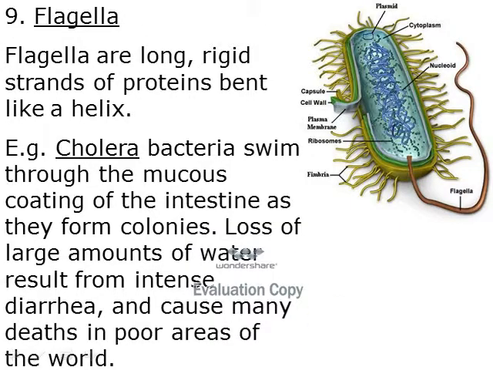Flagella. Flagella means whip in Latin. And these are long, rigid protein strands that are bent, at least at the molecular level, into a helix. Cholera is a bacteria that swims through mucus in the intestines, and here they form colonies. Cholera is famous because it causes intensive diarrhea, and so the patients lose large amounts of water. Many deaths each year are caused by cholera, mostly in the poor areas of the world.